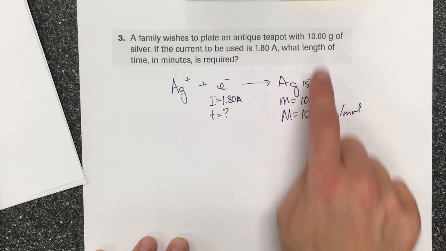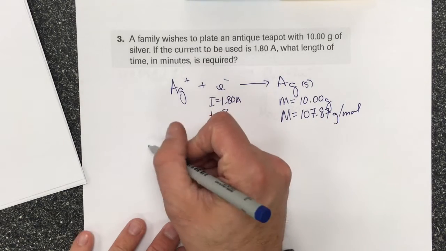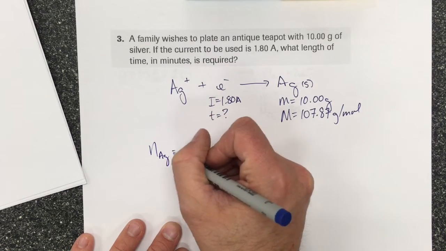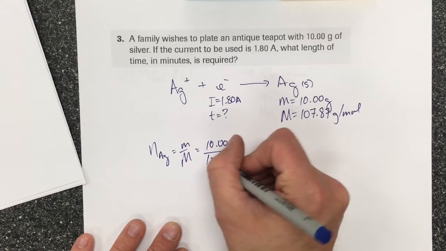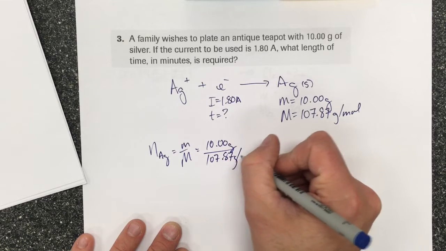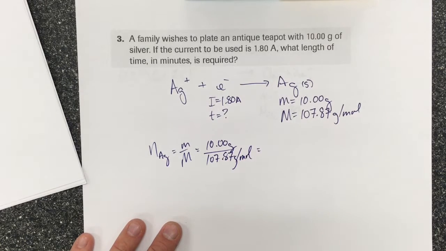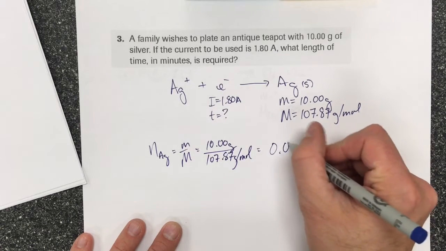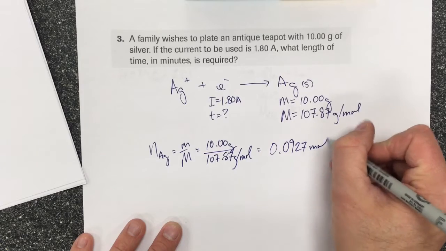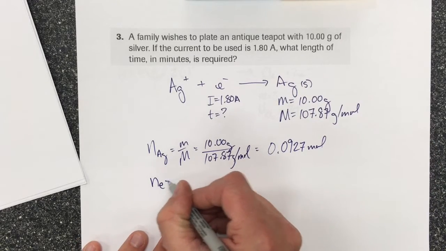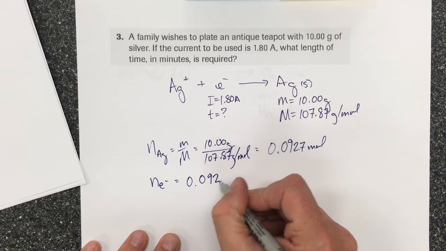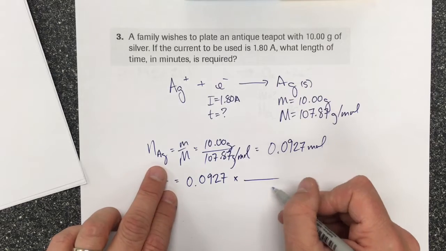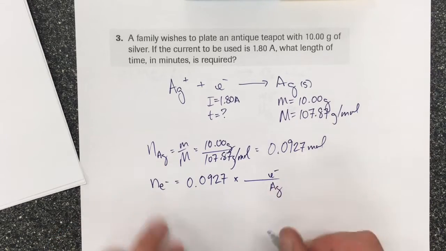Well, I know the mass and the molar mass of silver, so I can get the number of moles of silver. It's going to equal the mass over the molar mass. So I get 10.00 grams divided by 107.87 grams per mole, which is the atomic mass of silver. That leaves me with 0.0927 mole of silver. So for the number of moles of electrons, I'm going to take the chemical amount of silver and multiply it by a fraction. Since that was silver, it goes in my denominator, and electrons go in the numerator.